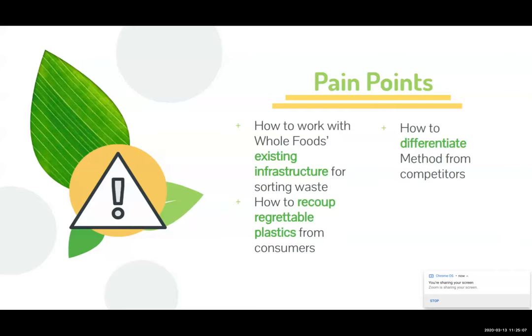In our groundwork, we found three major pain points. How do we work with pre-existing Whole Foods infrastructure to sort waste so that we can extract clean, quality raw material? How do we differentiate Method's products from other sustainable cleaning supply competitors? And the last being, how do we recoup regrettable plastics from consumers?